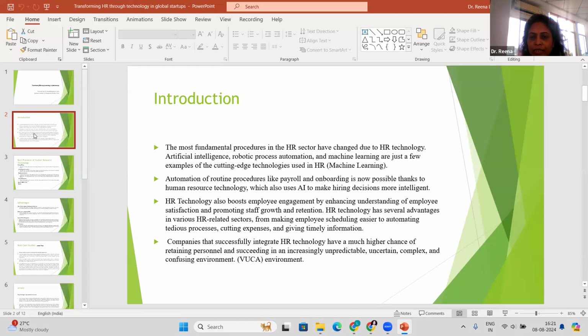HR technology has several advantages in various HR-related sectors, from making employee scheduling easier to automating tedious processes, cutting expenses, and giving timely information. Companies that successfully integrate HR technology have a much higher chance of retaining personnel and succeeding in an increasingly unpredictable work environment.